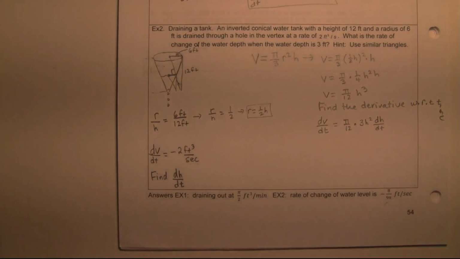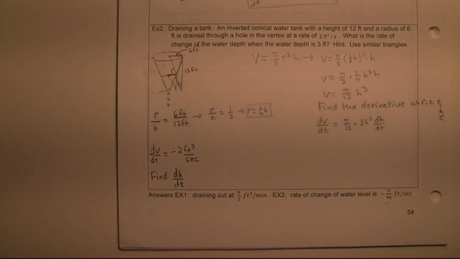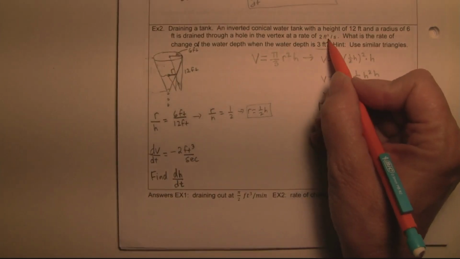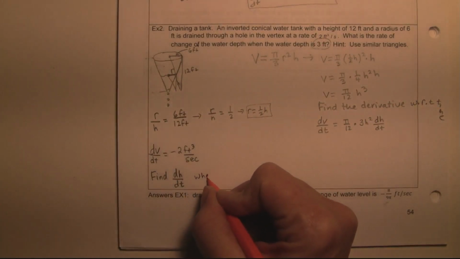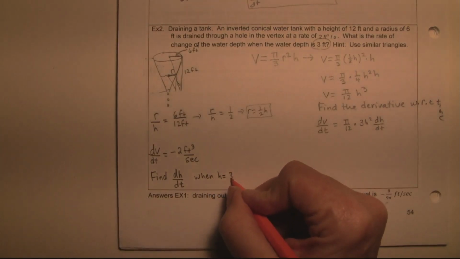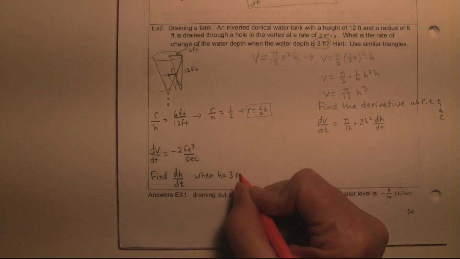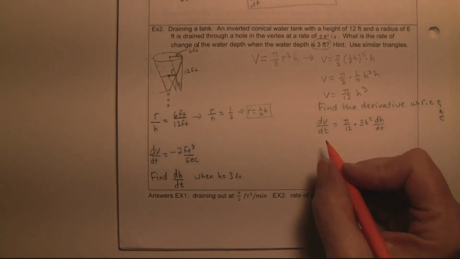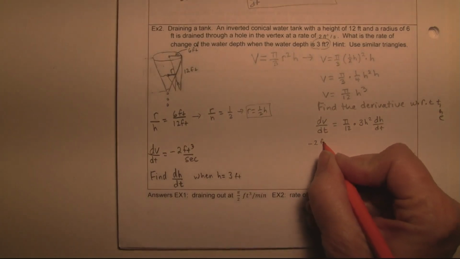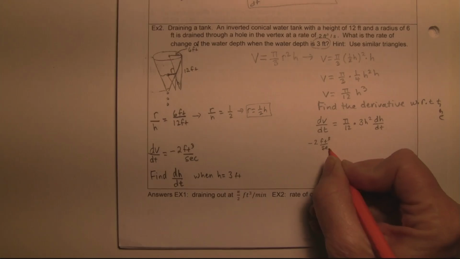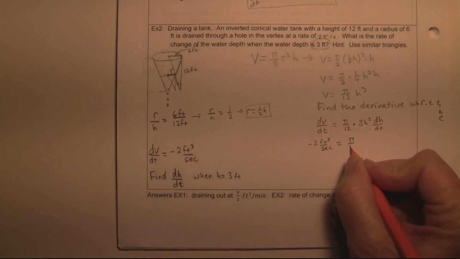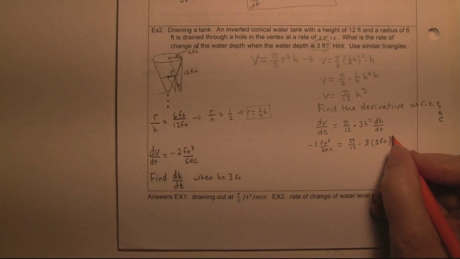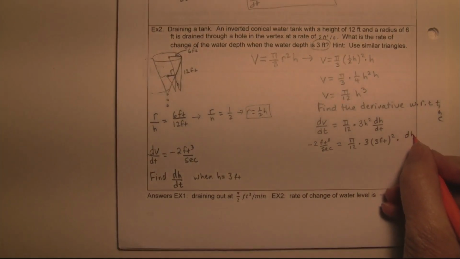Remember that I'm wanting to find what dH/dt is. And they had told me, so they said find dH/dt, and I forgot to write down when H equals 3 feet. So now that I found the derivative, I can plug everything in. So this is negative 2 feet cubed per second equals pi over 12 times 3 feet, quantity squared, and then dH/dt.